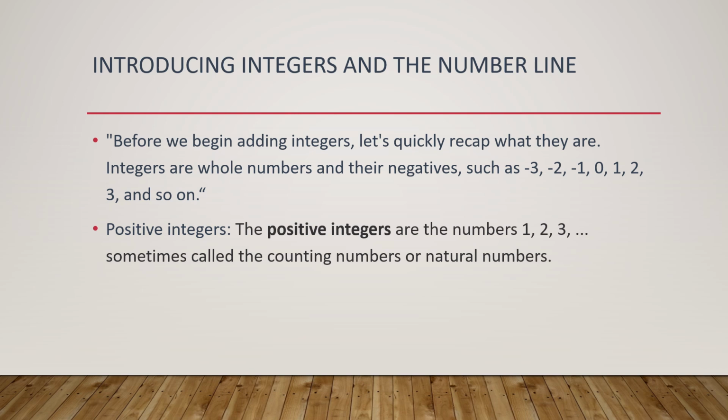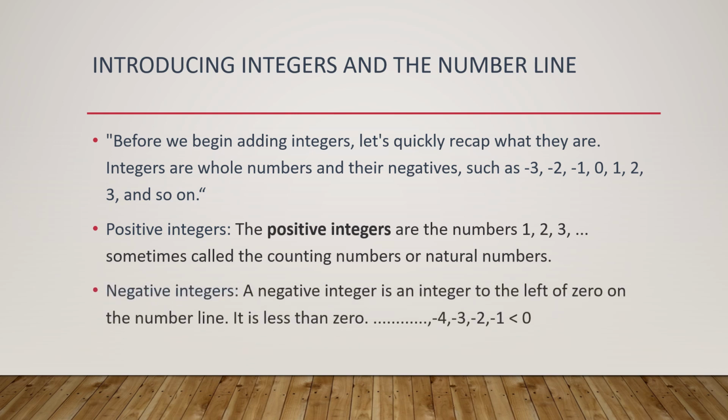So what are positive integers? The positive integers are the numbers 1, 2, 3 and it goes on. There is no limit. Sometimes they are called the counting numbers or the natural numbers.